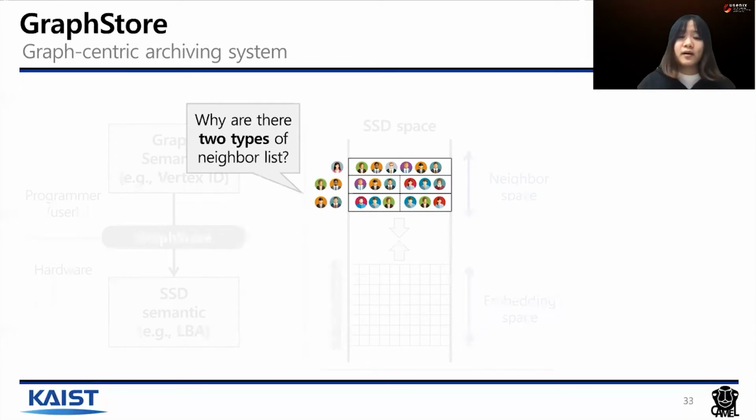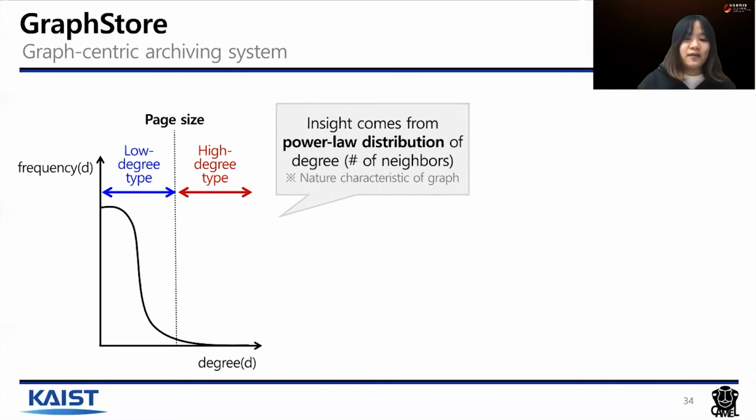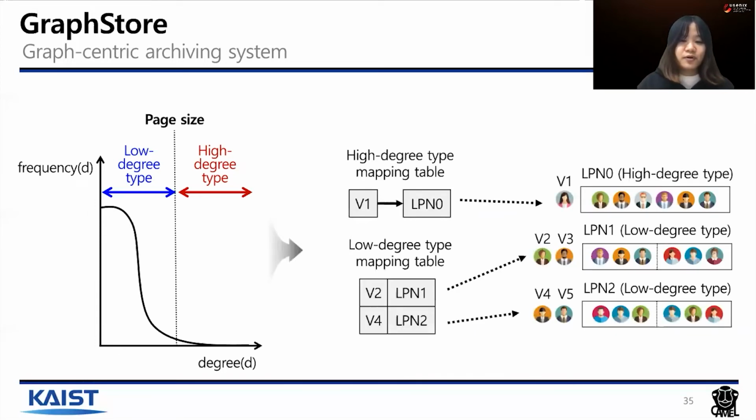By the way, why are there two types of neighbor list? We get the insight from the power-law distribution of the number of neighbors, which is the natural characteristic of graphs. So in the graph, there are lots of low degree and few high degree vertices, and we separate them as different types based on the page size. And GraphStore also manages the different vertex types with different mapping tables.